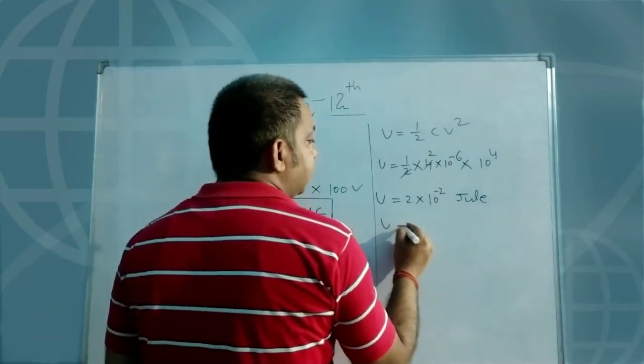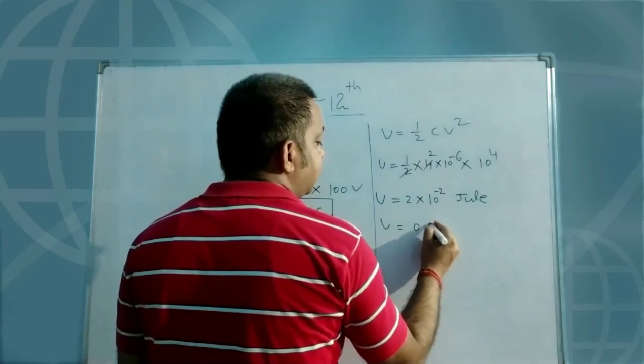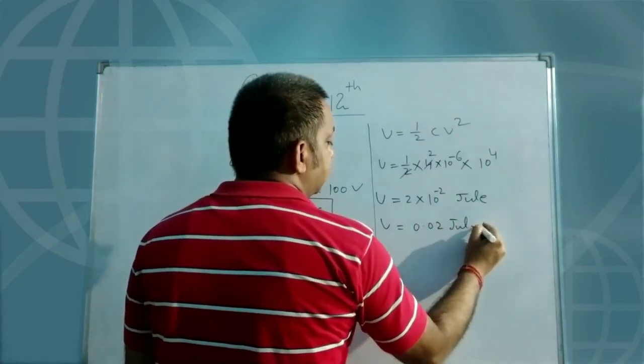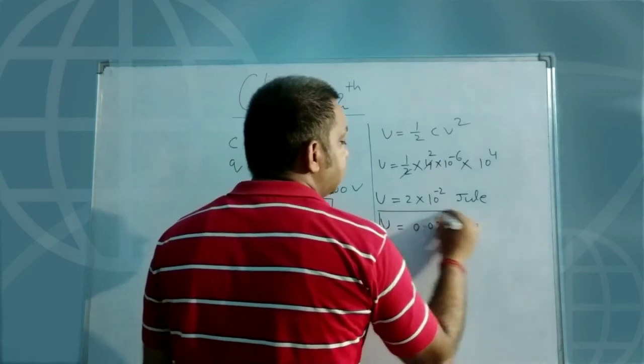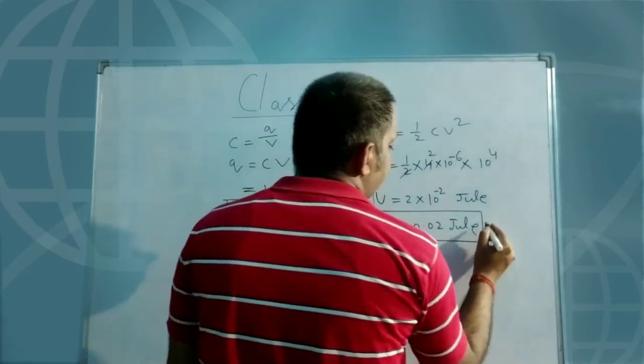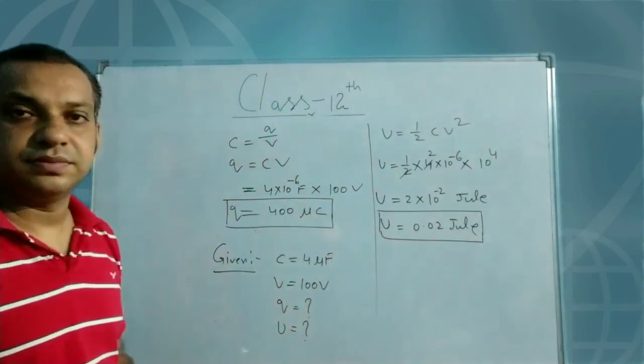You can also write this as 0.02 joule. So this is your potential energy stored in the charged capacitor.